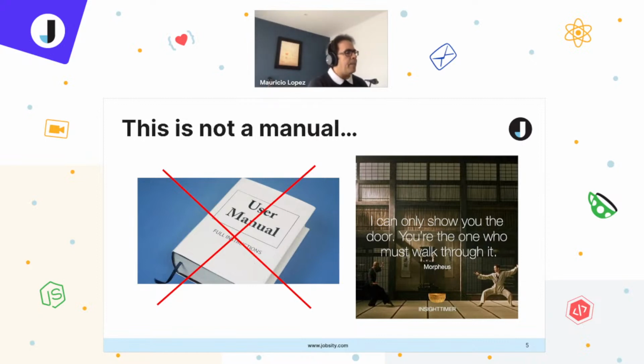I would like to quote Morpheus from The Matrix. I can only show you the door. You are the one who must walk through it.